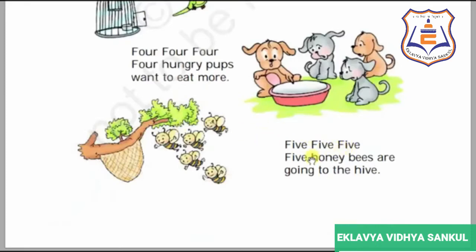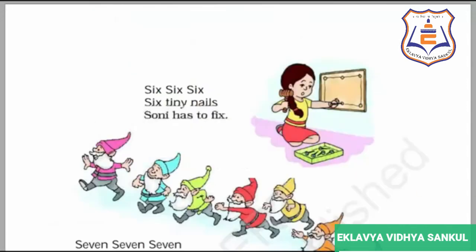Five, five, five, five honeybees are going to the hive. So we'll count the number of honeybees who are going to the hive. 1, 2, 3, 4, 5. So there are 5 honeybees. So we will say 5, 5, 5, 5 honeybees are going to the hive.